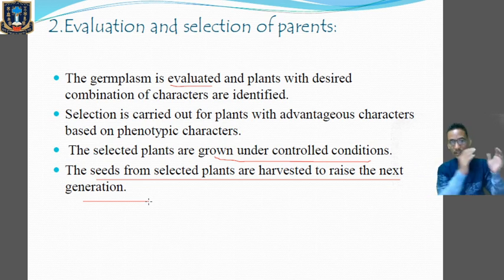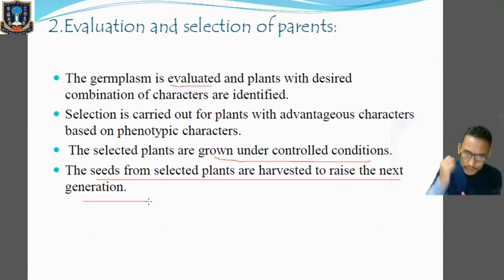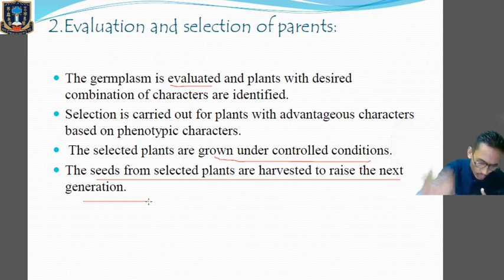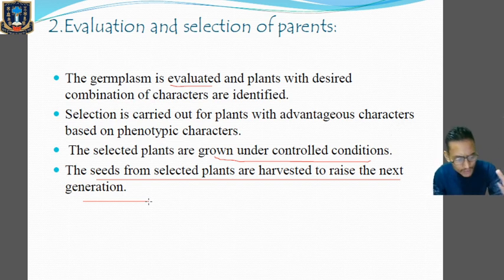So after the selection of the parents, we have to grow them under controlled conditions, and the seeds from selected plants are harvested mainly to raise them for the next generation. Now, selection of germplasm can be carried out at three levels. First one is mass selection, number two is pure line selection, and number three is clonal selection. Just remember that the selections can be done in three ways. Just remember these words.